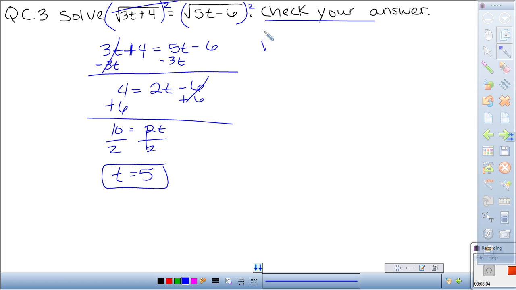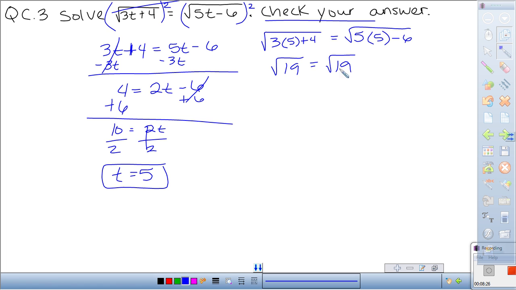Now they want us to check, so simply plug in 5 into your equation. So I have the square root of 3 times 5 plus 4 equals the square root of 5 times 5 minus 6. So 3 times 5 is 15, plus 4 is 19, so the square root of 19 equals 5 times 5 is 25, minus 6 is 19, so the square root of 19. Does the square root of 19 equal the square root of 19? Certainly it does, so our answer is correct.